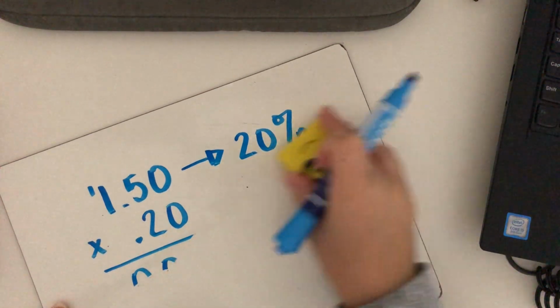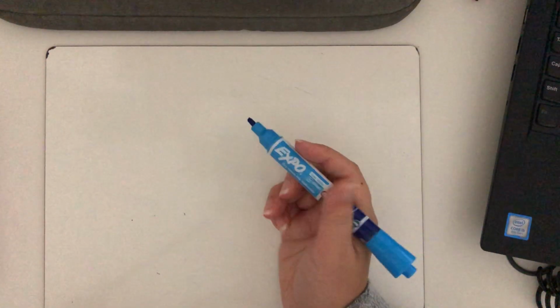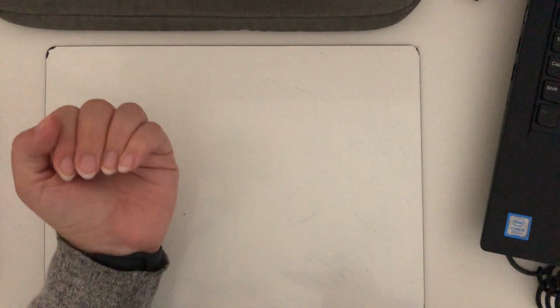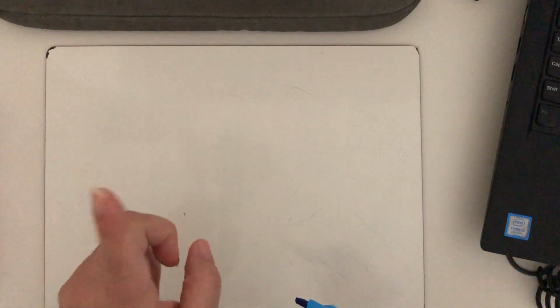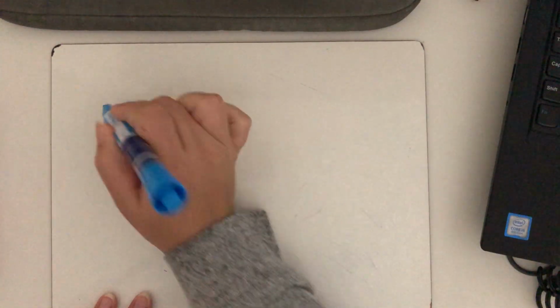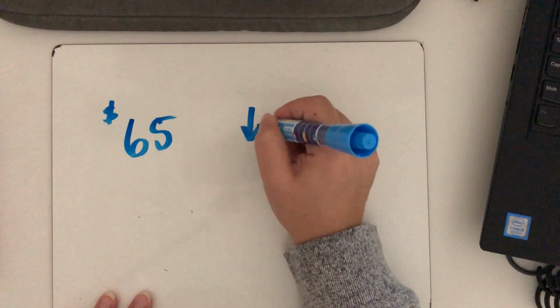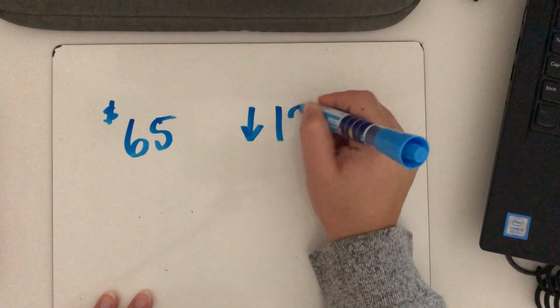Let's say that I want to mark down, okay? When I was marking up, I added to my original. If I want to mark down, what do you think I'm going to have to do? You got it, I'm going to have to subtract that amount from my original. So let's say that I have an original amount of $65, with my little dollar sign. And I want to mark down, so I'm going to label that with a down arrow, 12%.